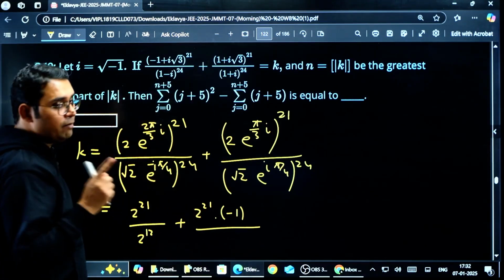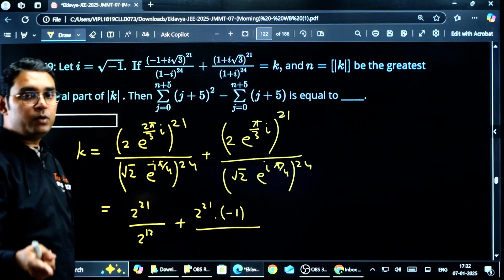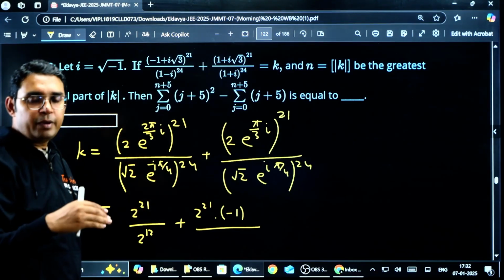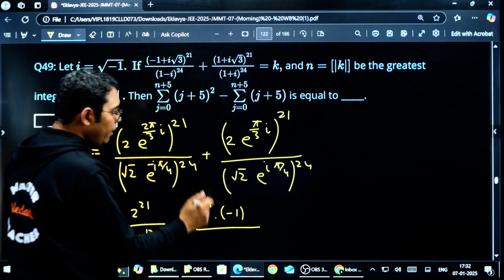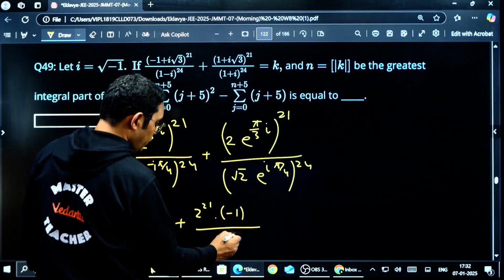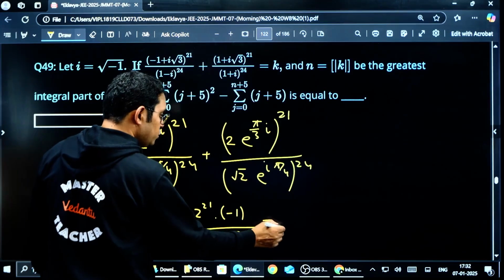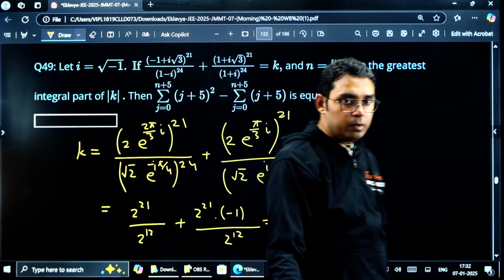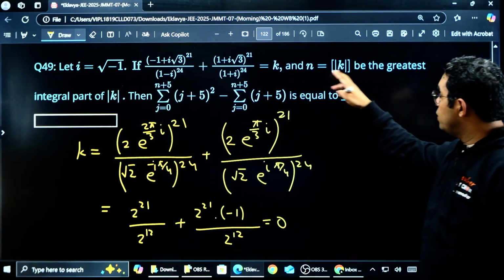Please check. e power 7 pi is cos 7 pi plus iota sin 7 pi, so it will be -1. But this is, I think, 2 power 12 only. So here you actually get 0. So the value of k is 0, and k is 0, so n is also 0.